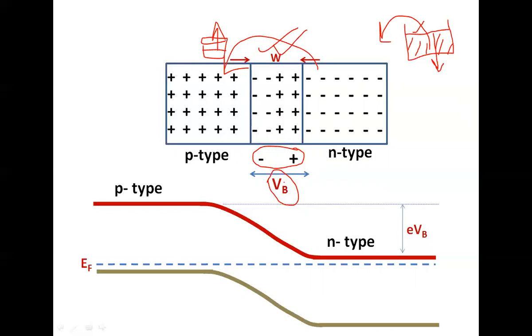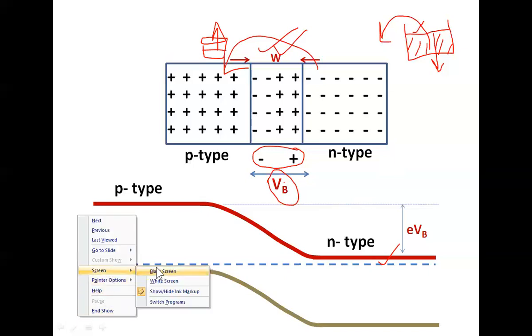So initially, the position of the Fermi level in p-type is near the valence band, and the position of the Fermi level in n-type is near the conduction band. When we join them together, because of this transfer of electrons from n region to p region, there will be a coincidence of the Fermi energy level in both semiconductors. This we can understand from a classical analogy.